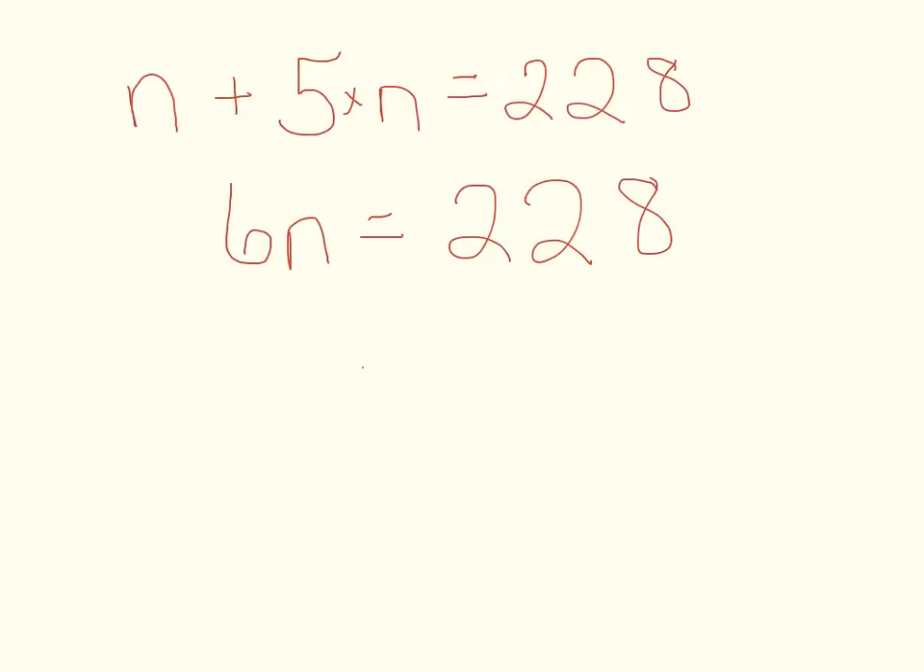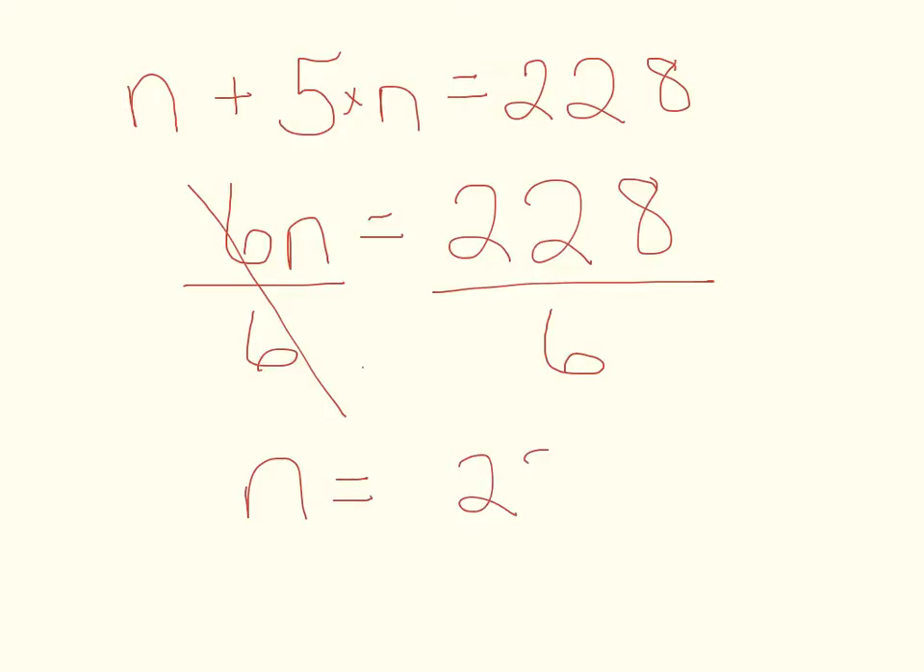Now I need to get rid of this 6 times n in order to get my variable by itself. To get rid of 6 times n, I need to perform the inverse, or the opposite operation, on both sides of my equal sign. To get rid of times 6, I would divide by 6 on both sides of my equal sign. These two will cancel out, so I'm left with n equals 228 divided by 6.